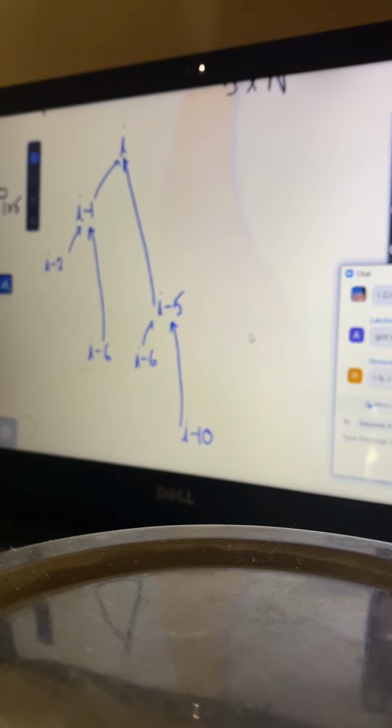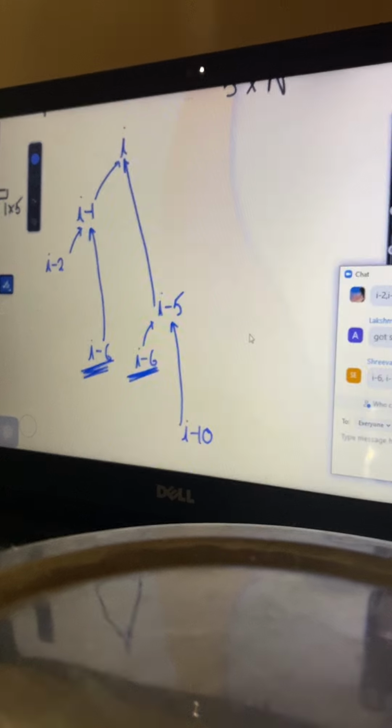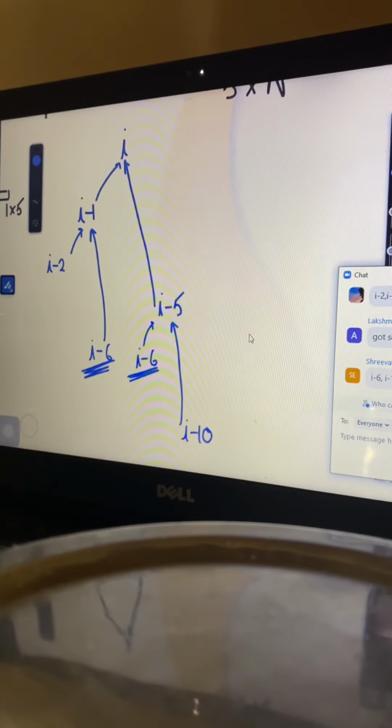So do you see overlapping subproblems? So we have identified overlapping subproblems. Now proceed with the DP state, followed by the DP expression, followed by the base condition, followed by the table size, followed by time and space complexity, and so on.